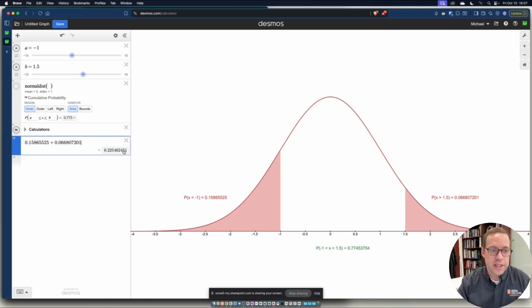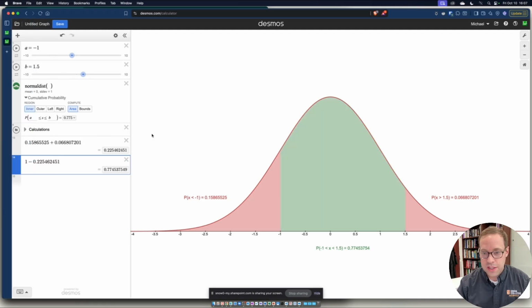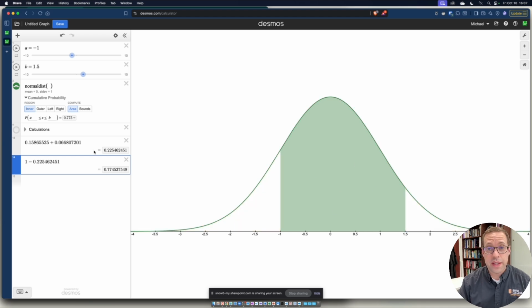So what's the probability in the middle? It will be the complement of that. 0.77453759. And that would be this green shaded area in the middle. And there we have it. We've got the area in between 2 points.